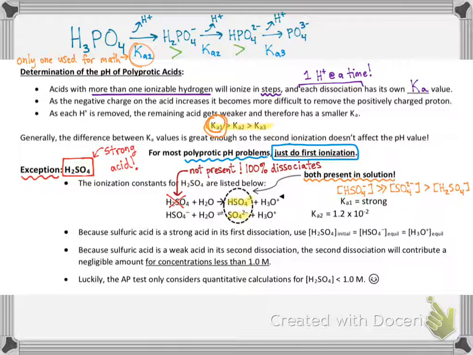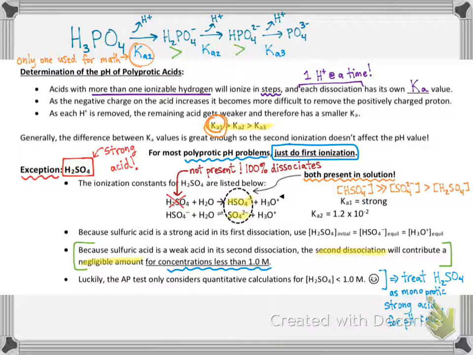The good news is that because sulfuric acid is a weak acid in its second dissociation, the second dissociation contributes a negligible amount when you have concentrations less than 1 molar. And the happiest part of this is that the AP test only considers quantitative calculations for sulfuric acid concentrations less than 1 molar. So basically, or acidically, I suppose, as it were, if you're given a calculation for H2SO4, you treat it as a strong acid and you are done.